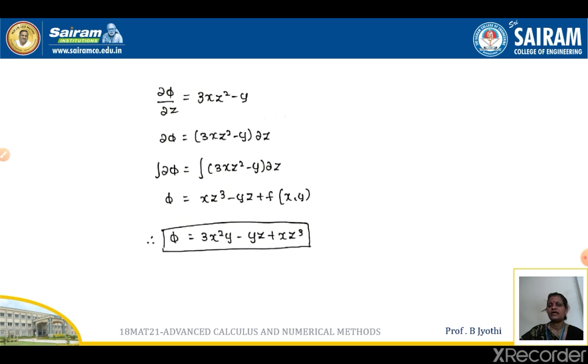Next, ∂φ/∂z is equal to 3xz² − y, and the integral of ∂φ will be the integral of (3xz² − y) dz, which on integration we get 3x²y − yz plus a function of xy. On comparing all the three functions of phi, we get 3x²y − yz + xz³, which is the function phi.